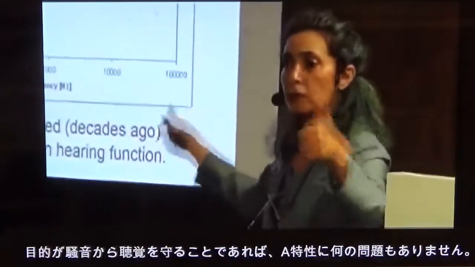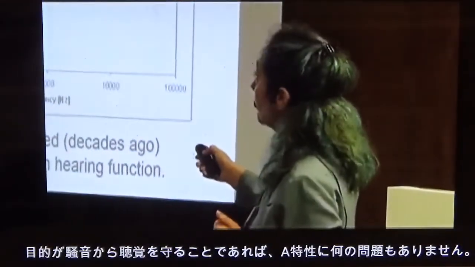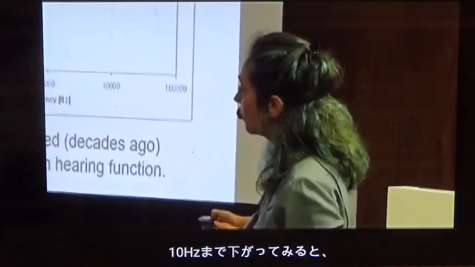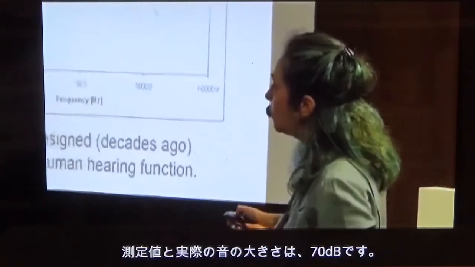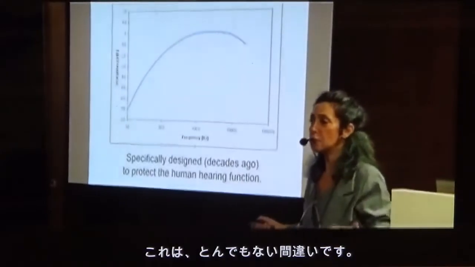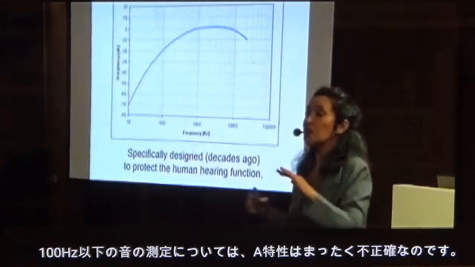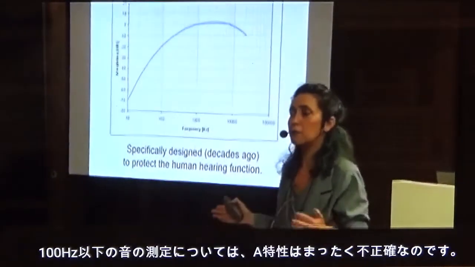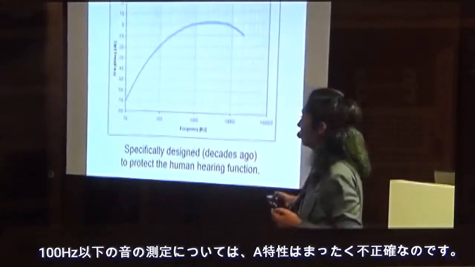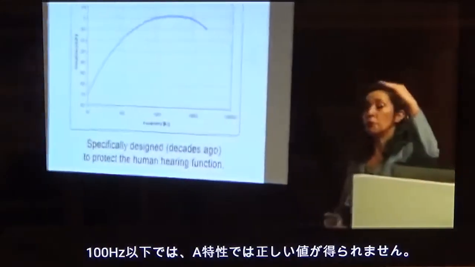Great. We want to protect the hearing. It's a great thing. The dBA to protect the hearing is great. But when we go down to 10 hertz, the difference between what we measure and what is there is 70. It's a huge error. The dBA is completely inadequate to be quantifying anything really below 100. Anything below 100, the dBA gives a huge error.